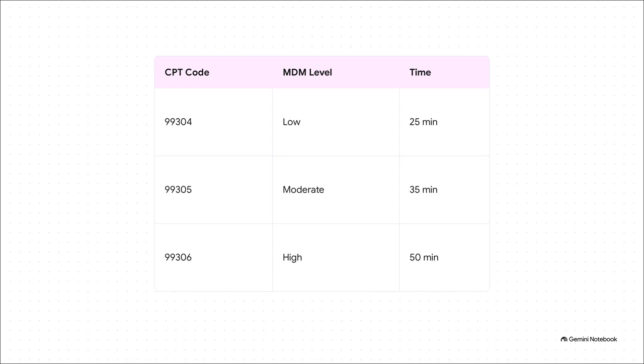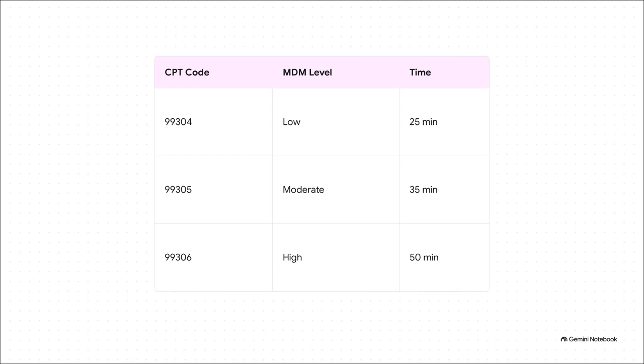For initial care, you've got two choices for code selection: medical decision-making, or MDM, or the total time spent on the date of the encounter. If you choose time, you've got to hit those strict thresholds. Code 99304 requires 25 minutes for straightforward or low MDM.